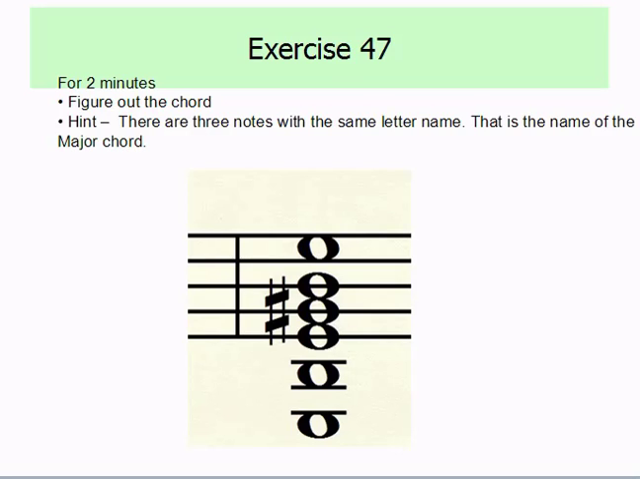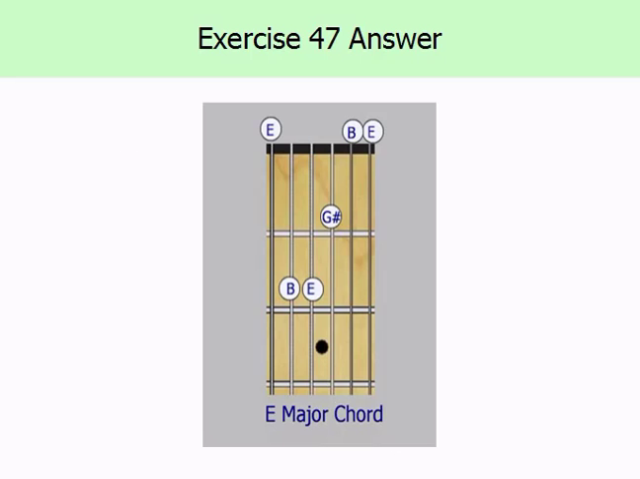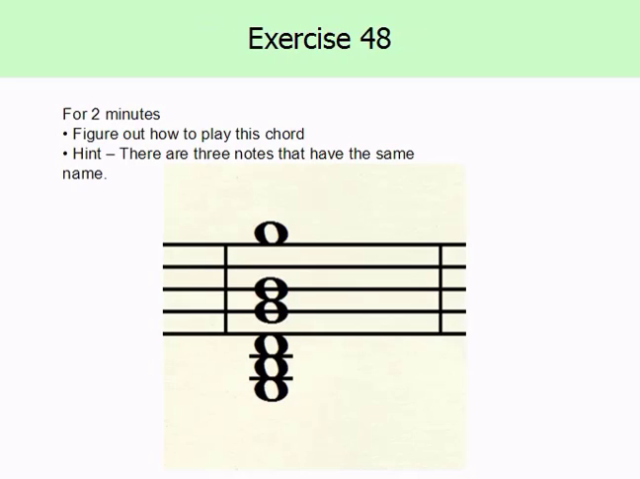Okay, we have a low note. Now, by now you know what that low note is. That's an E. The rest of the notes that follow are B, E, G sharp, B, and E. So E, B, E, G sharp, B, and E. What kind of chord does that make it? An E major chord. Very good. Moving on.